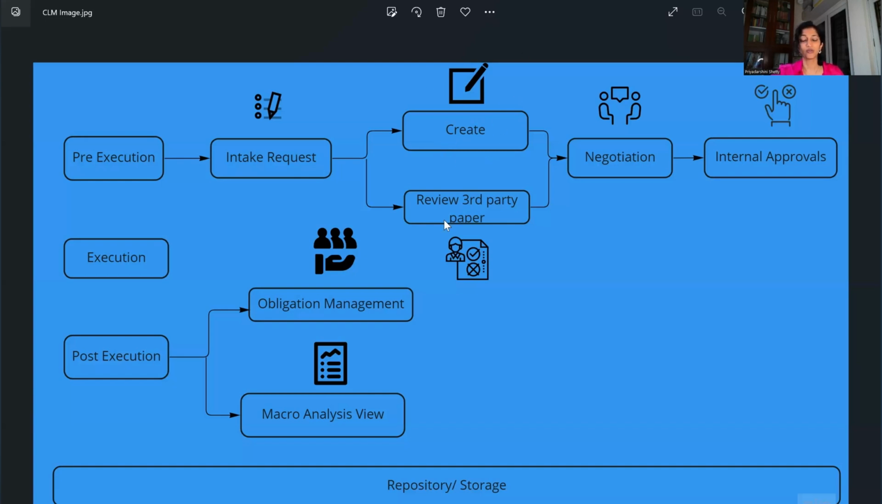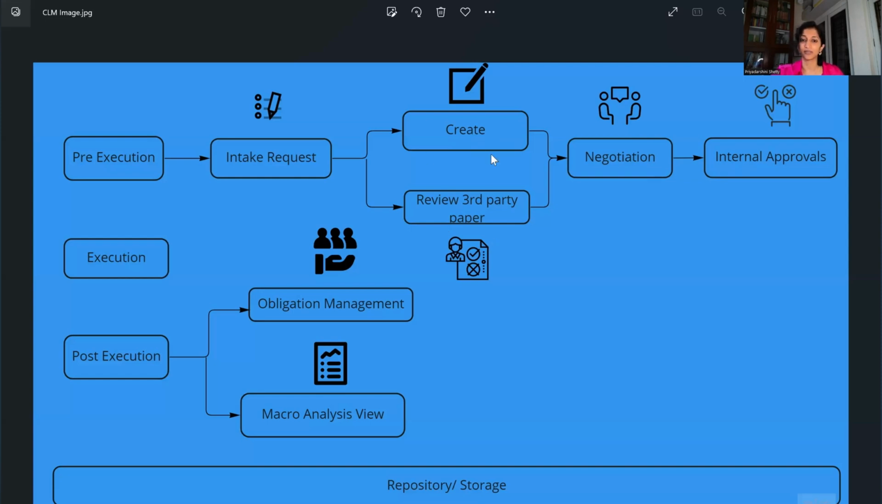The other approach is when you're reviewing third-party paper, which essentially means you're reviewing somebody else's contract, and you're reviewing it in the context of whether it is in compliance with your company principles or not. So for instance, you may have an internal company principle where you do not agree to open-ended NDAs. So if I receive an NDA and it is open-ended, I need to immediately flag that this is not in compliance with our internal company policy. So this is what is known as reviewing third-party paper, where I am looking at a counterparty's draft and trying to see whether it is in line with my company policy.